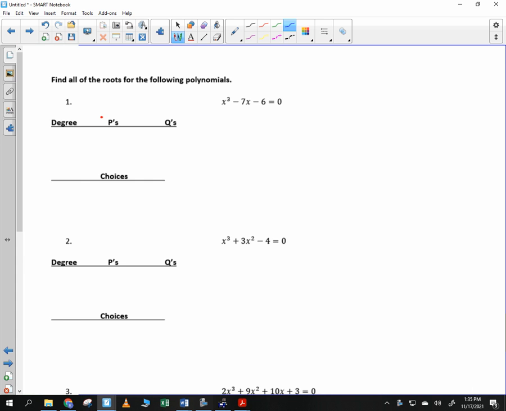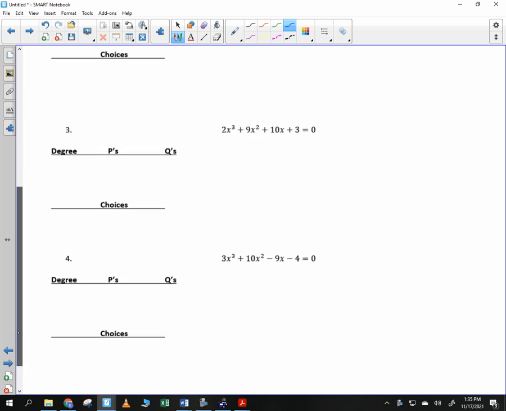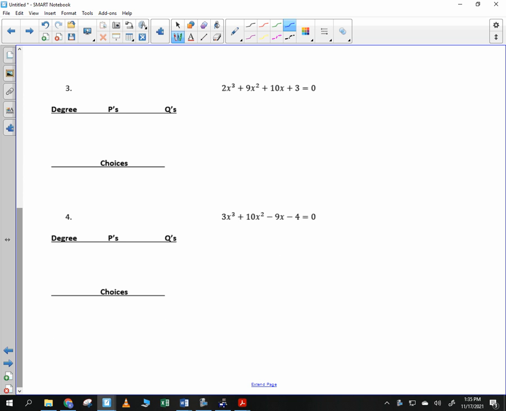Okay, we're picking up day 2 of the rational roots theorem. This is part of the polynomials unit, or the fundamental theorem of algebra unit. My favorite unit to teach in college algebra. It's not even close, as I've said before.